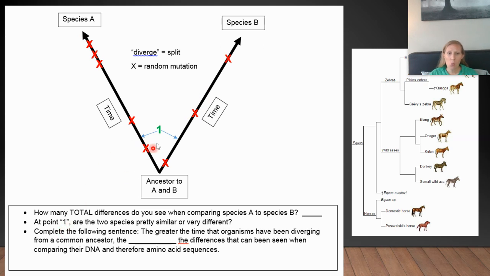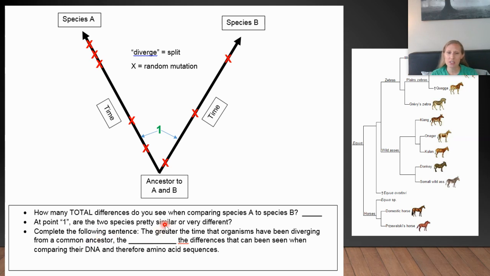That says at point 1, so if we looked at this point in time, are the two species pretty similar or very different? Well, they started off as one species, the common ancestor, but then they split. There's a split, there's a difference in the species. At this point in time, there's only one, two differences. So would the two species be pretty similar or very different early on? They'd be really similar. In the beginning, they're going to be very similar.